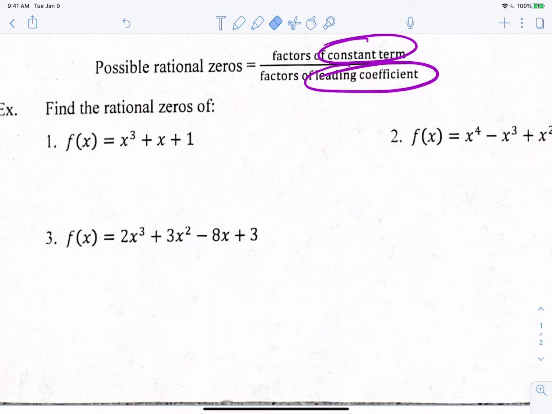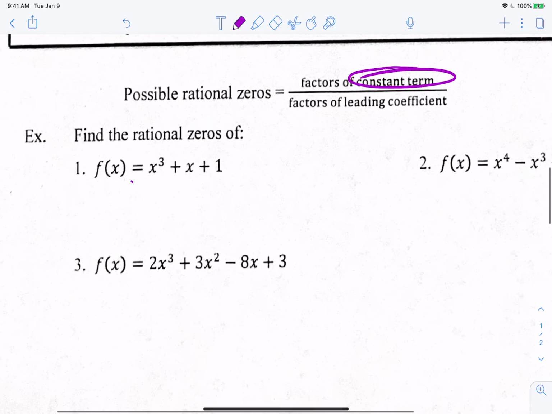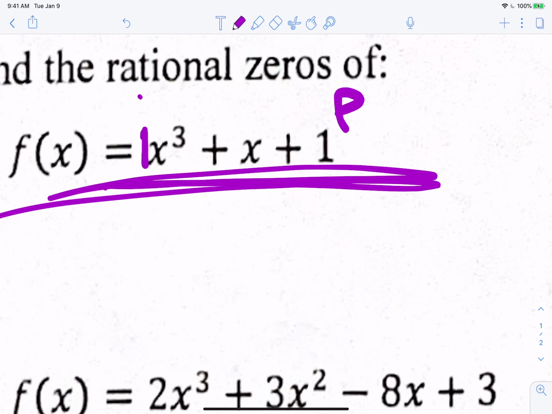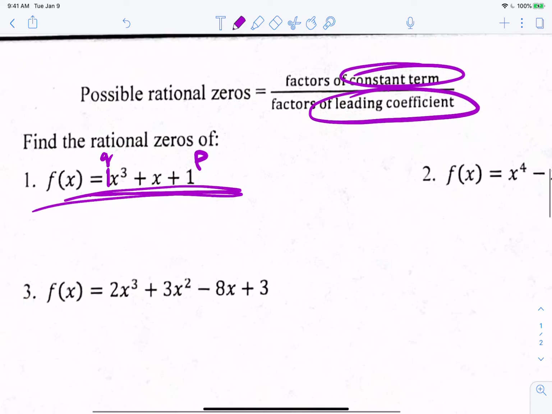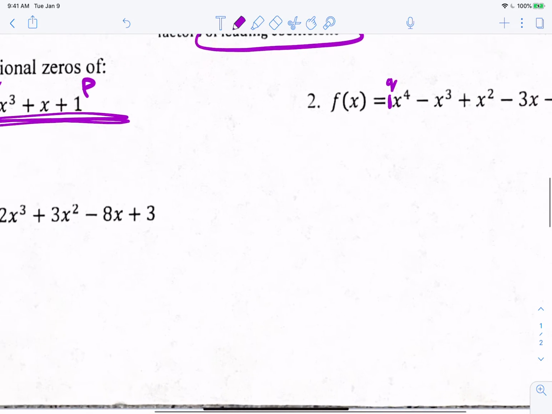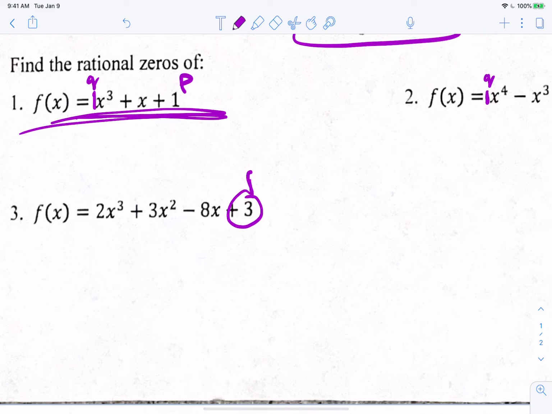Are you ready for this? P over Q. P is the constant term. So the constant term of this guy, which one of those 3 pieces is the constant term? It's the 1. This guy is going to be your P. The constant term is the one that doesn't have an x attached to it, okay? The leading coefficient, what's the leading coefficient of this guy? Is 1 here also, so this is Q, okay? Let's label the other ones. Number 2, what's the P value here? Negative 6. Q is 1. Okay. Down here, P is 3. And Q is 2. Okay.